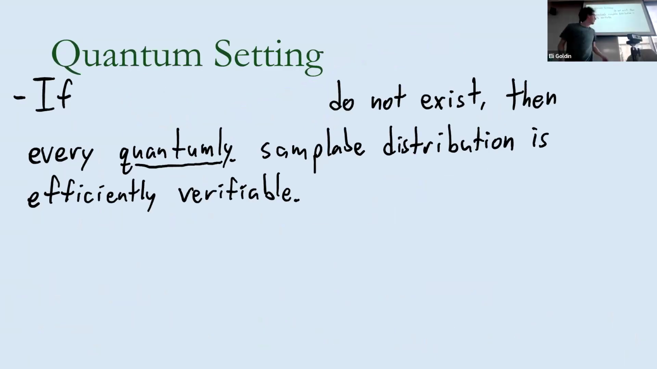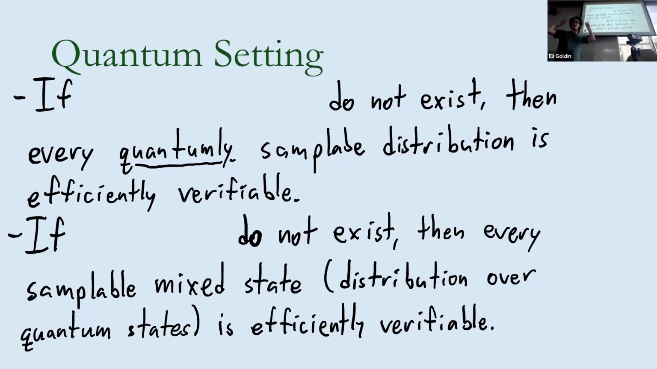So we may also consider the quantum setting. In particular, we could hope that if some quantum cryptographic primitive does not exist, then every quantumly samplable distribution over classical strings is efficiently verifiable. We can ask the same for quantum distributions over quantum states. That is, every samplable mixed state is efficiently verifiable if some quantum cryptographic primitive does not exist. And we fill in these blanks.